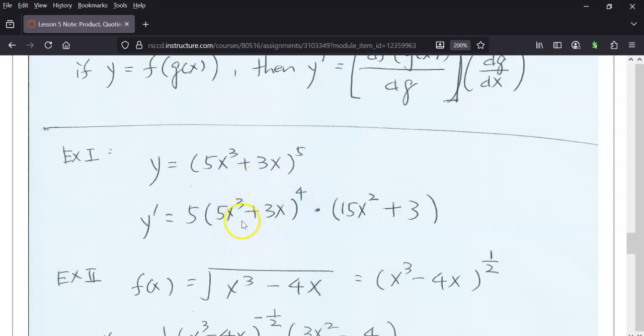But since inside is not x, if inside was x, the derivative of x just becomes 1, so you don't notice anything. But since inside the parentheses, inside this function here, it's not just simply x, it's 5x cubed plus 3x. So the chain rule says you take the derivative, then you multiply the derivative of what's inside. Then you take the derivative of this again. So 3 times 5, you get 15x squared plus 3. So that's how the chain rule works. So you use the power rule, and then you multiply by the derivative of what's inside.